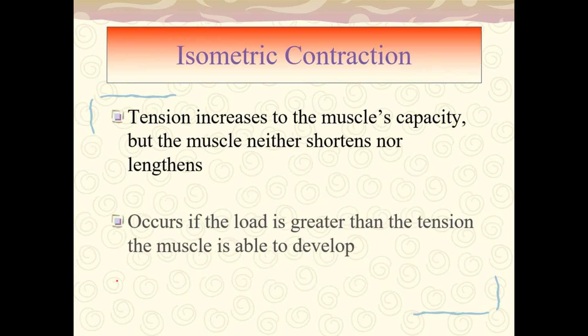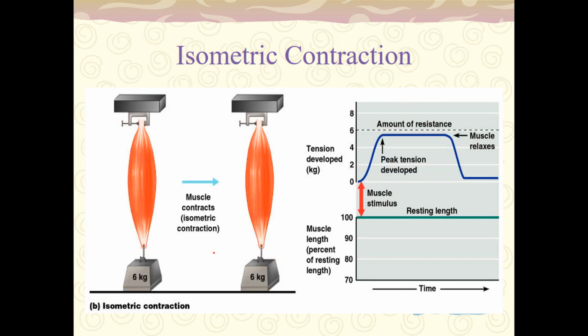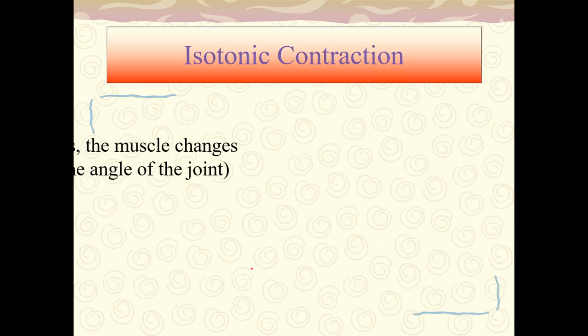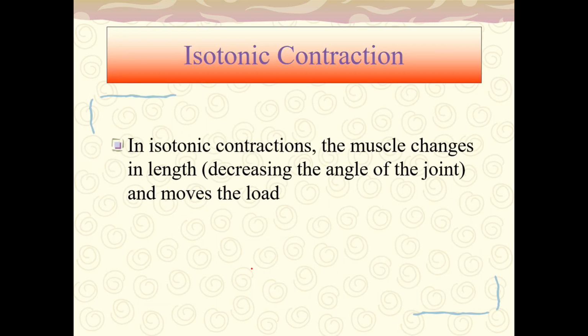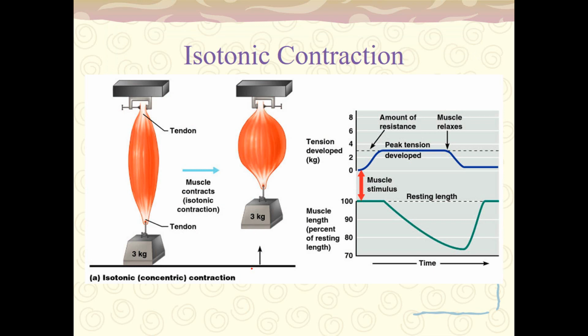So isometric. The muscle doesn't shorten or lengthen, and this occurs if the load is greater than the tension that the muscle is able to develop. That's going to be isometric. You can't move it. So this weight is too great. This will contract, but it can't shorten because, like I said, the load is too great. Isotonic is when we are successful, so we're going to decrease the angle of the joint, and we're going to move the load. And we see that right here.